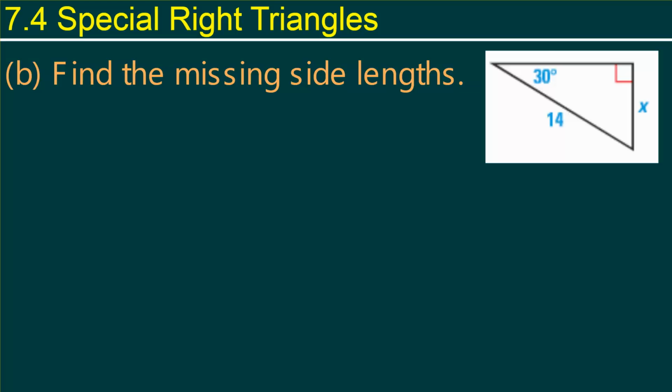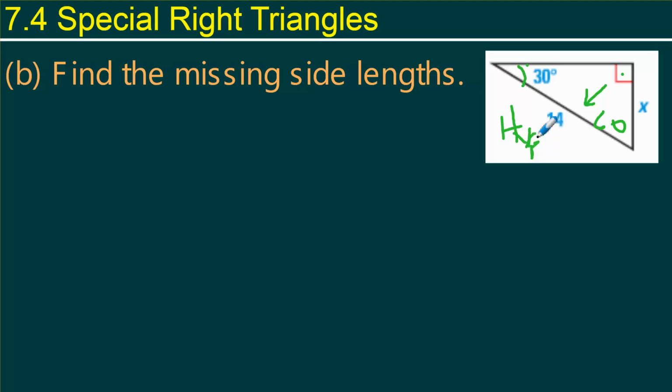I see that this is a right triangle with a 30-degree angle, and I know that that means this angle has to be 60. Okay, because if this is 90 and this is 30, that's 120, and that leaves 60 for this remaining angle. This side length that is 14 is across from the right angle, which makes it the hypotenuse.